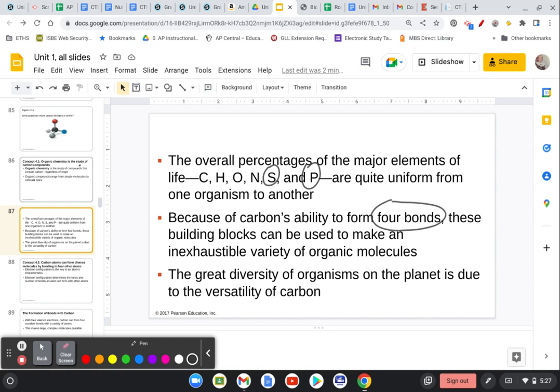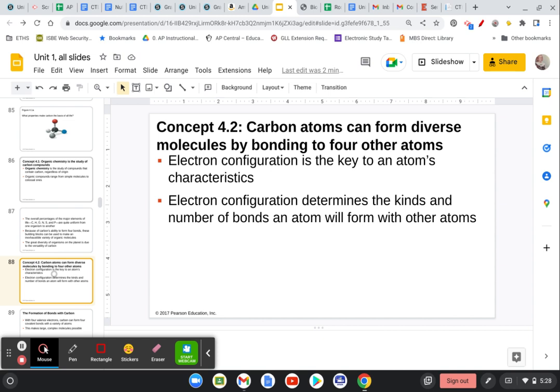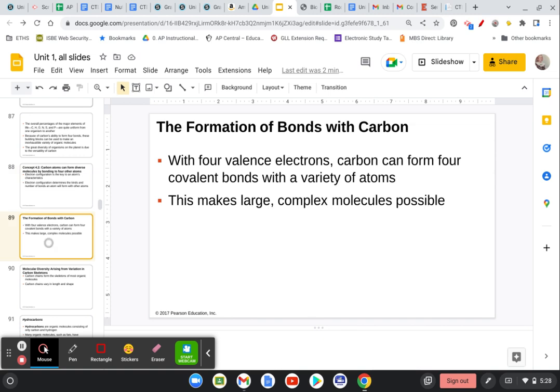It's just like the alphabet. I can make an inexhaustible number of words with 26 letters. And with carbon, you can just keep adding on carbons and you can make an inexhaustible number of organic molecules as well. As I said before, electron configuration is a huge part of that. Because it's got 4 valence electrons, it can form 4 covalent bonds.